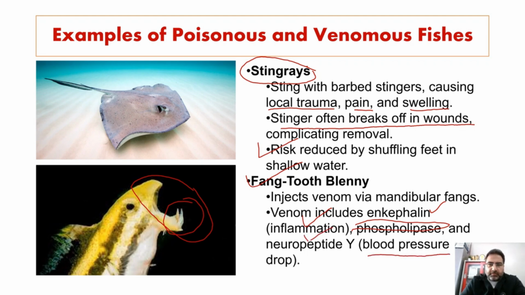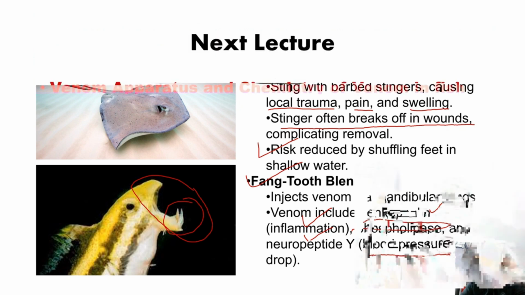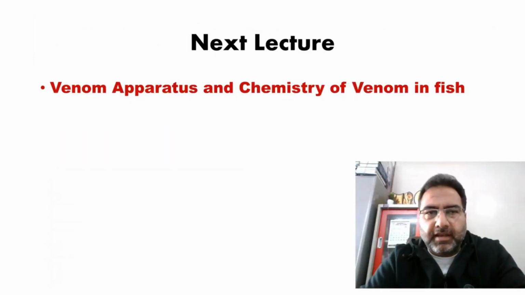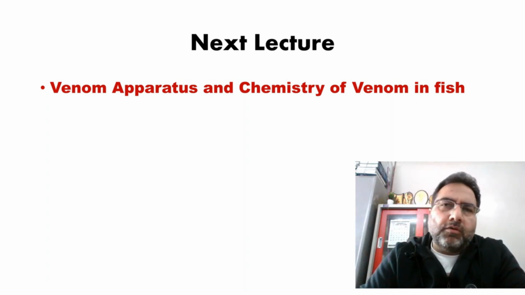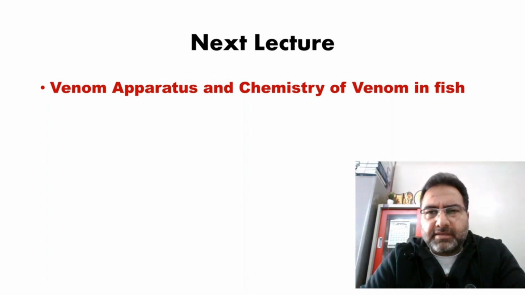So we have studied some of the venomous and some of the poisonous fishes. Next we shall be dealing with the venom apparatus and chemistry of the venom in fish. Hope this lecture will be fruitful for you for various examinations, even academics and competitive examinations.